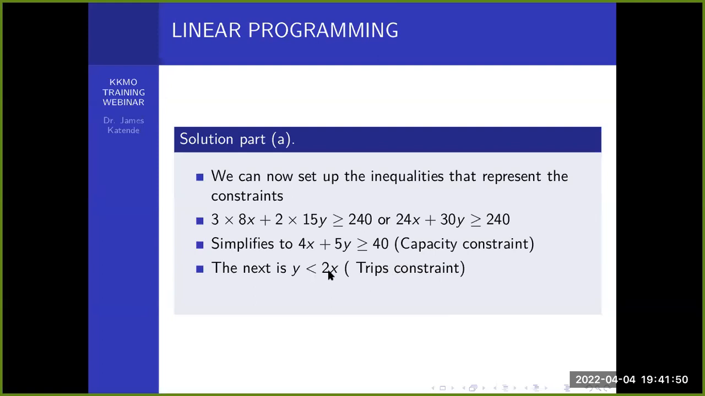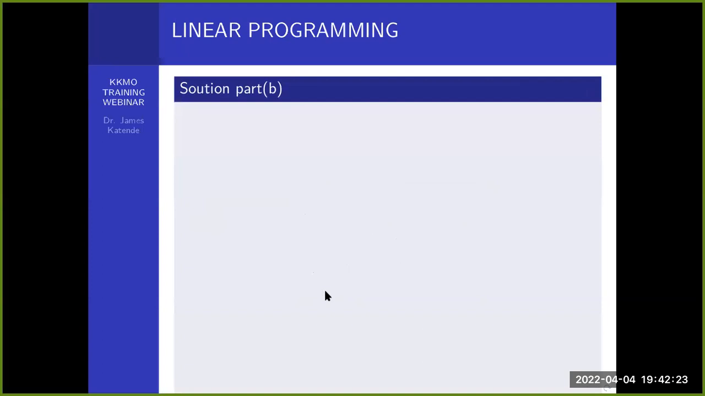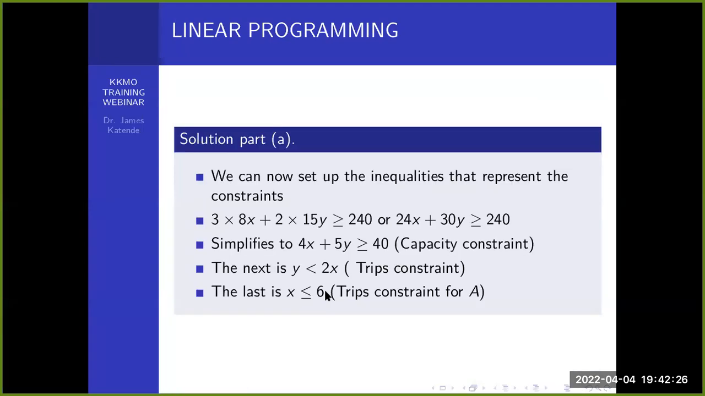Then there's a trips constraint, which says the number of trips made by B should be less than twice the number of trips made by A, and that is captured in this inequality: y is less than 2x. So the type A lorries should not make more than 6 trips. So we have x is less than or equal to 6. I think that's all the inequalities we can obtain from the problem. There's no more to add.